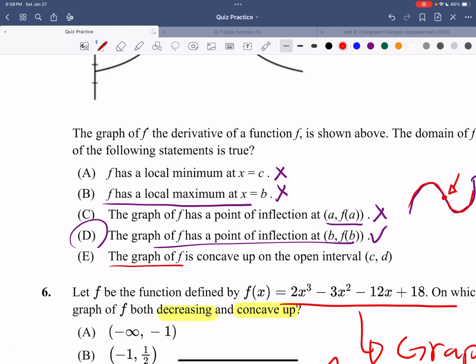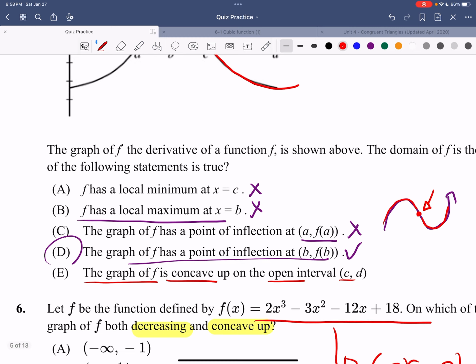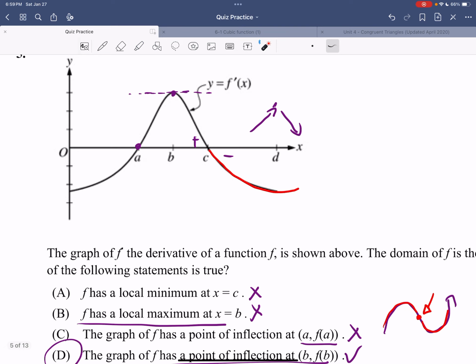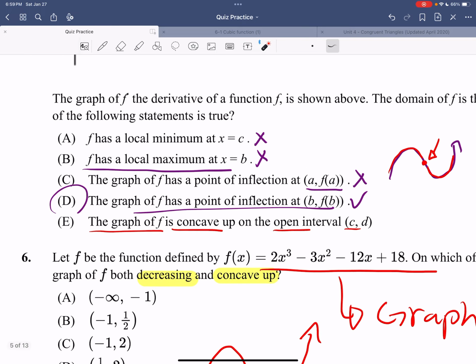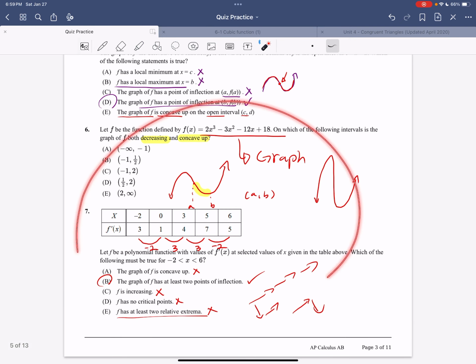The graph of f is concave up on the open interval c to d. C to d, this one is an open interval, like what? Yeah, it is concave up if it is a normal graph. The only problem that we have is this is the first derivative of f. So this is not even concave up. Most likely it's concave down because this one is below 0. That's what I assume, but I'm not really sure. So that's about it. So you guys can try these questions by yourself, I believe.